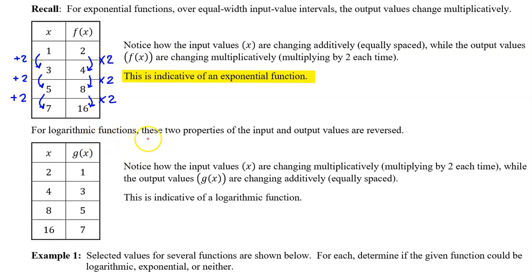For logarithmic functions, these two properties of the input and output values are reversed. This time, notice that the output values are equally spaced, while the input values are changing multiplicatively. Each input value is 2 times as big as the previous input value. This is how you will know that you are dealing with a logarithmic function.